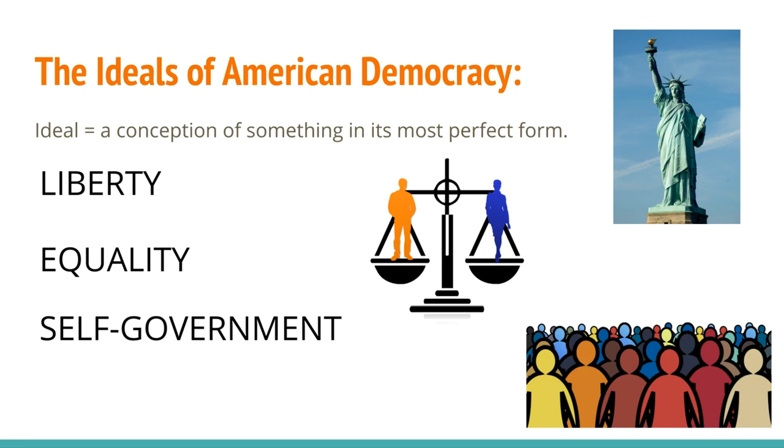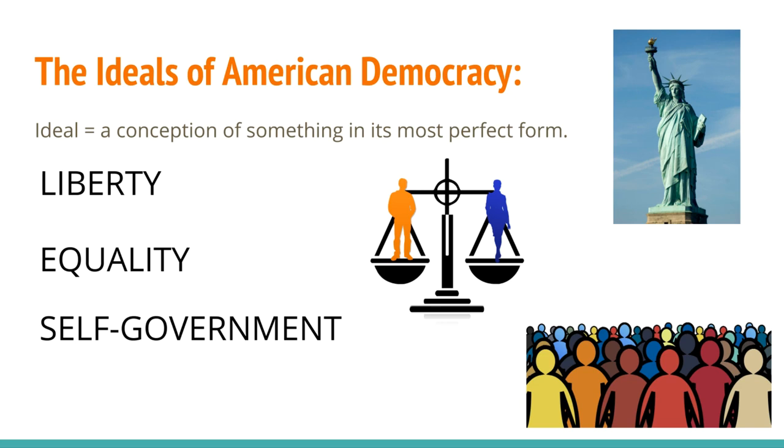So if we are a democracy, then what are our ideals? That's a very good question. If we're going to talk about American government, let's get back to the beginning. On what is this democracy, on what is this government based? So an ideal is a conception of something in its most perfect form.